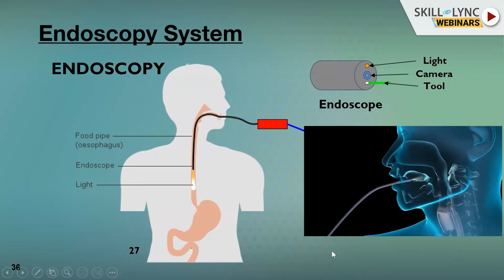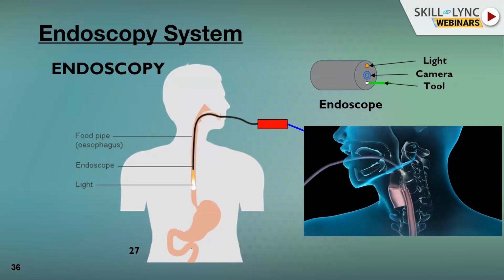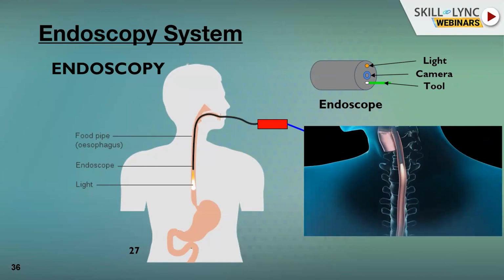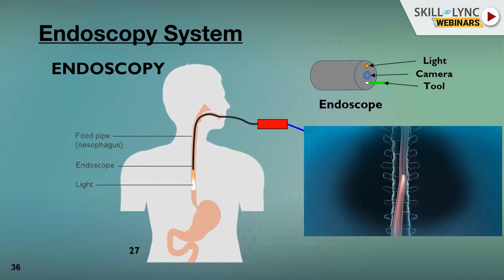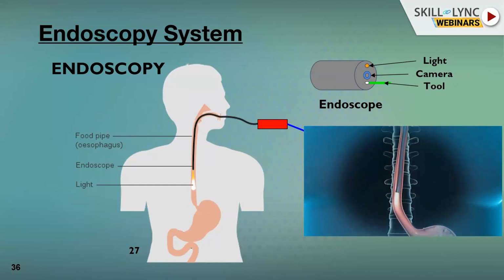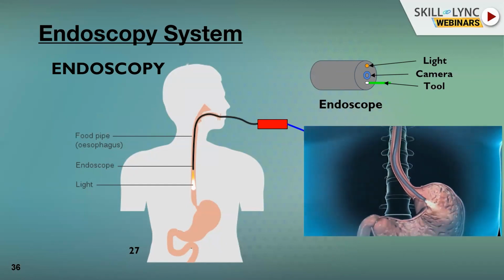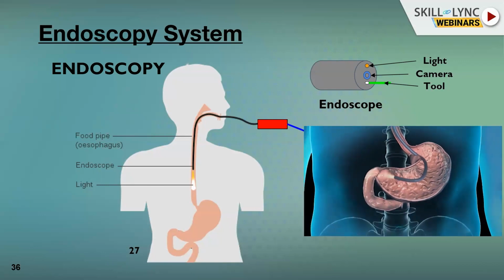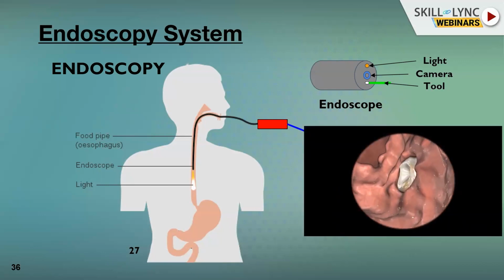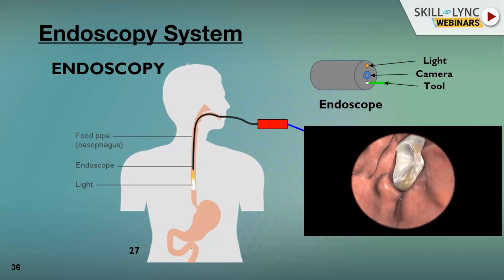Here you can see that the flexible endoscope is going inside the throat, and it is going right to the stomach. Then you can actually see what is happening in the stomach. Then, for example, if you have any stones or something, that can be removed with the tool. So here you can see that stone or something can be removed with that working instrument. Okay, I hope it is clear.